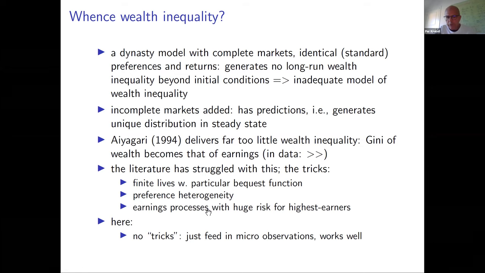There's another trick that works, which is to assume that once you get to the very highest earnings level, the risk of falling all the way down to zero is huge. It's like everybody who is the Tiger Woods, or I don't know what the best example is today, runs the risk of dropping all the way down, becoming unemployed for a long period of time. This works because it creates a lot of precautionary saving for the very richest. They care a lot about risk because they know they might fall all the way down. It doesn't make any sense to me. So these are tricks. They work to get a wide distribution, but it's not a way forward.